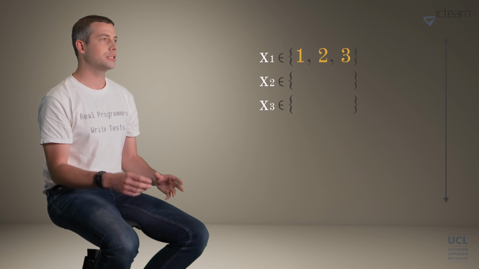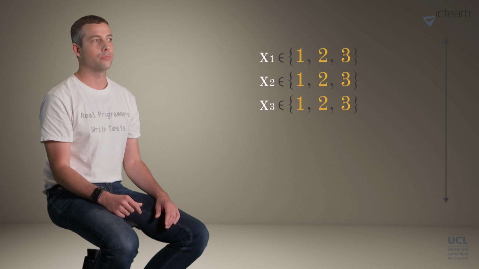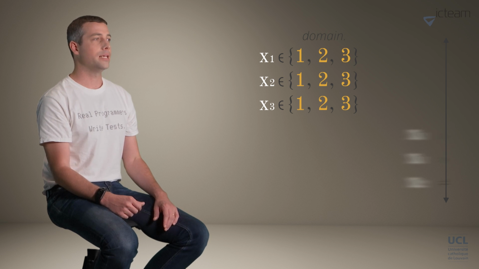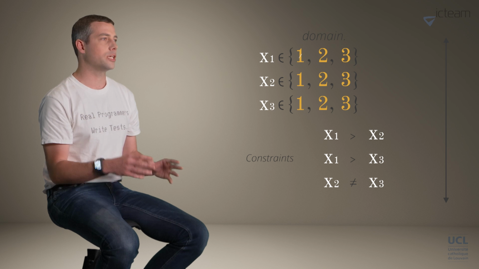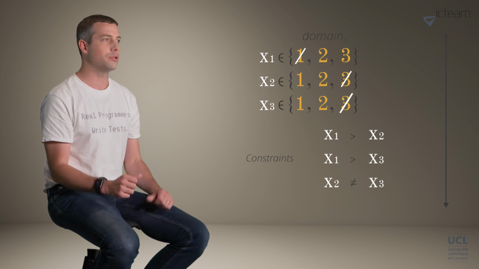First, the user introduces some variables. Every variable has a set of possible values. We call it its domain. Then there are also the constraints in your model. A constraint is actually an algorithm in charge of removing impossible values.